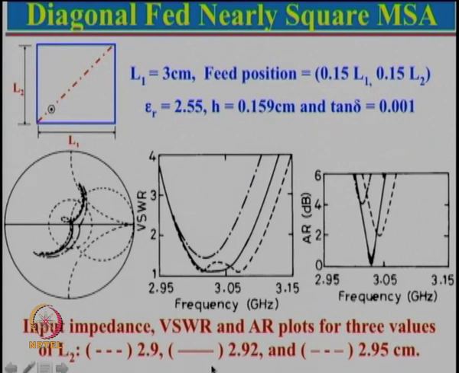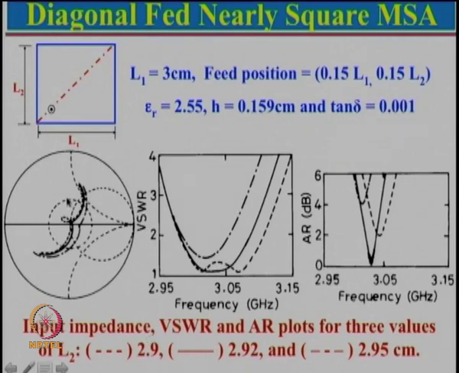There are 3 cases, 2.9, 2.92, 2.95. I just want to mention here how to choose these particular values. So, remember, since substrate is very thin, the bandwidth of this antenna is just about slightly less than 2%. First, let us just see the result, then we will come back to the ratio.